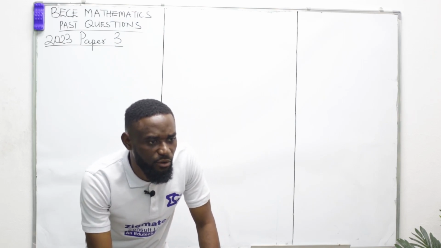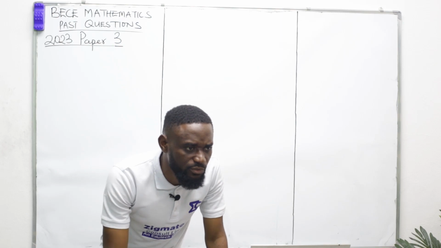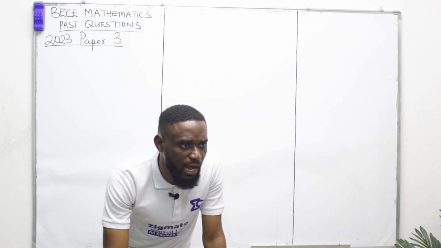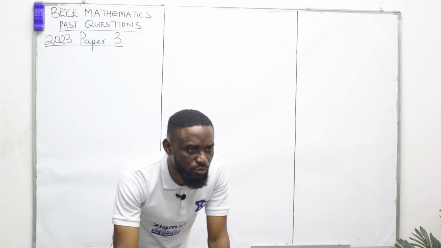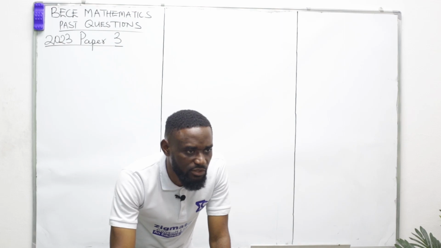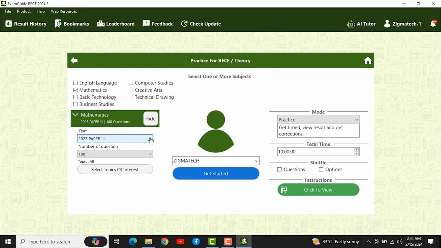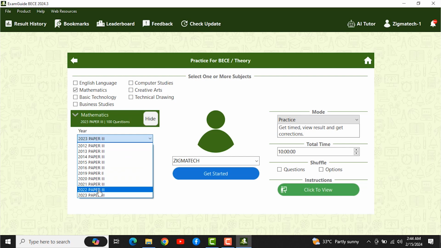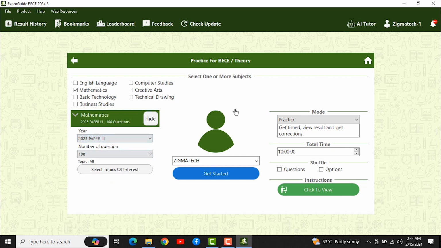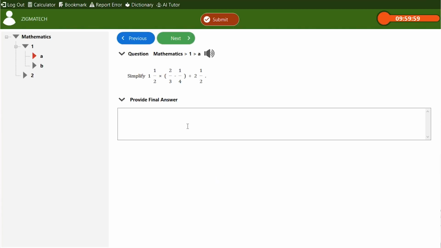So if you have your app with you, you can just open your app and open to mathematics, just as you can see on the screen. Okay, so you just set it at 2023 paper 3, and you can set a time of your choice, and let's get started.